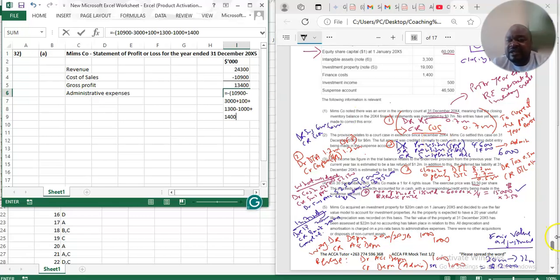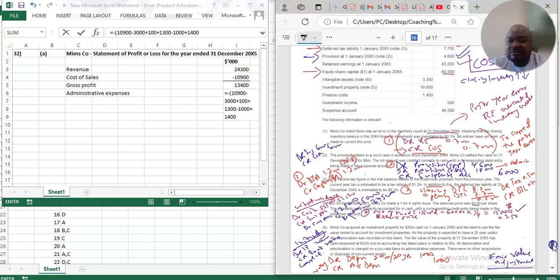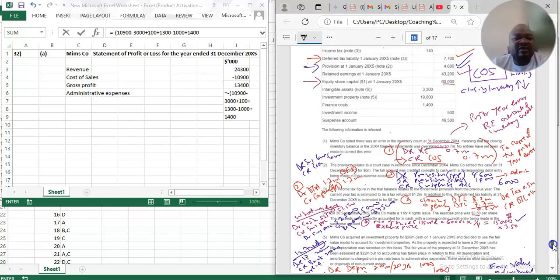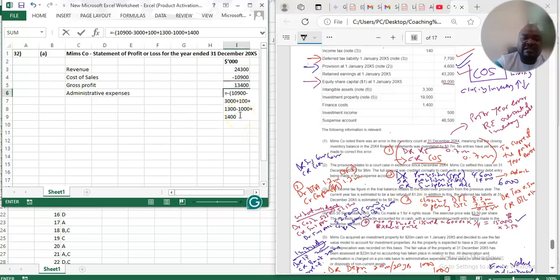Okay, do we still have any other admin expenses applicable? Okay, there was inventory. The inventory, we have already treated it in the cost of sales. So I think for now we can safely close. If we find any more information, we are going to include it. That's the beauty of Excel. So we press enter. Good. We are having 9.7 as our current administrative expenses.